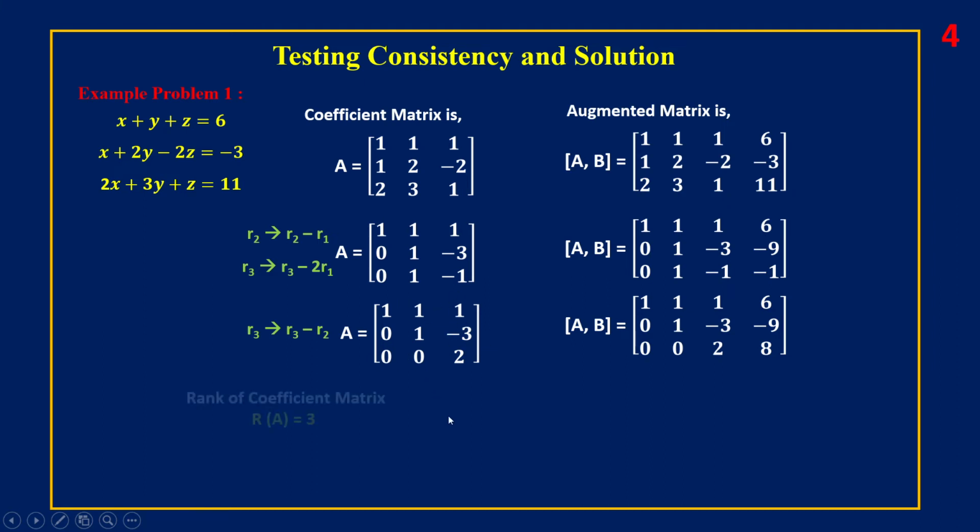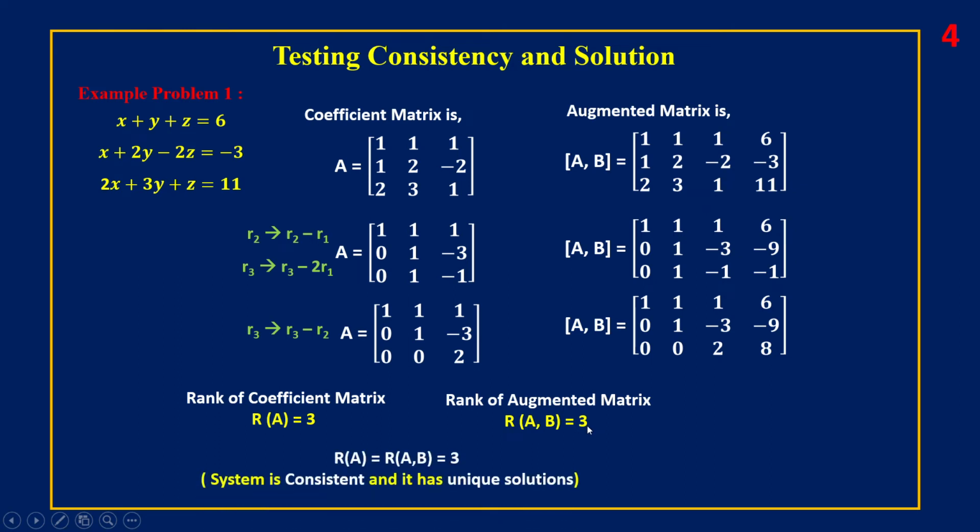So we can terminate here, and we find the rank of the coefficient matrix as 3, because 3 principal diagonal elements are there. In the 3 rows, elements are there. So we can conclude that the rank of the coefficient matrix is 3. And the rank of the augmented matrix also we can conclude as 3, because 3 rows are there. So rank of AB is 3. Here, what is the condition if we compare rank of A and rank of AB? Rank of A and rank of AB are equal, and that is equal to 3.